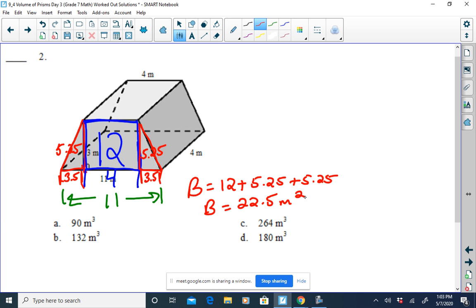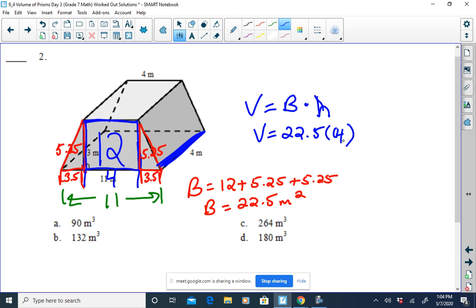So we find that the base area is 22.5, and that's the hard part, because the easy part then is just to take the base area and multiply by the height, because volume is equal to the base area times the height, and we just found that the base area was 22.5. We see that the height is 4. So when we multiply 22.5 times 4, that's where we get the volume of 90, what is that? Cubic meters. All right, now that's problem 2.